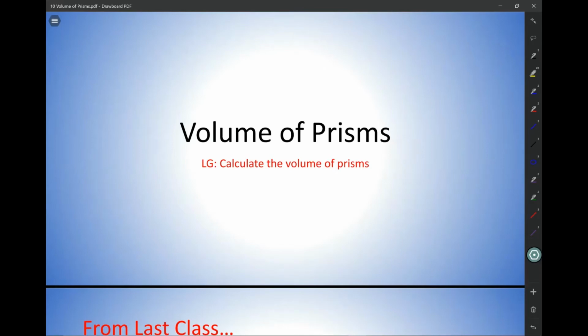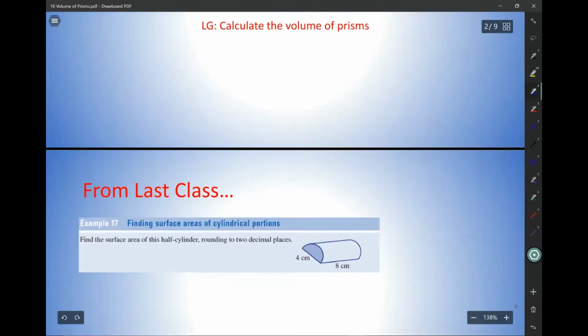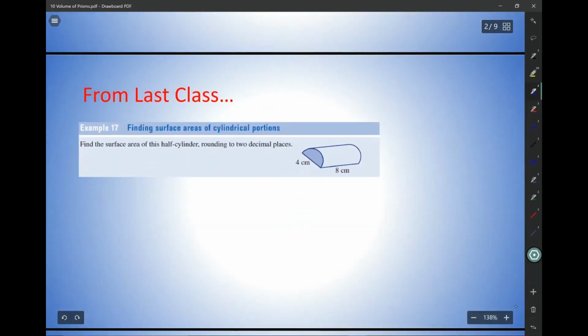Our lesson today is going to introduce the last concept we need to cover in this unit, which is volume. And we're going to start off by looking specifically at prisms. But before we move into that, let's do a quick bit of revision from last class, calculating surface area. And this is going to be a little bit different than the examples we've seen before.